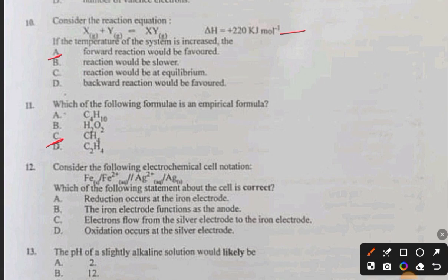Question 12. Consider the following electrochemical cell notation. So we have them down here. Iron and iron 2 ion, and then silver 2 ion, and then silver.